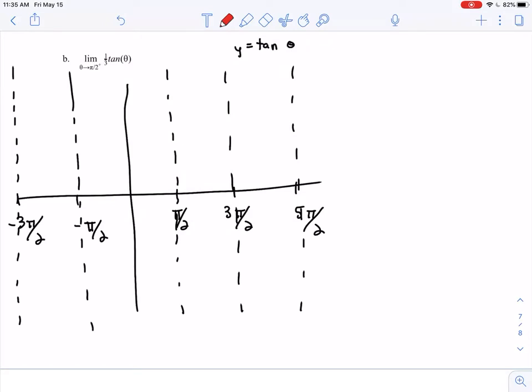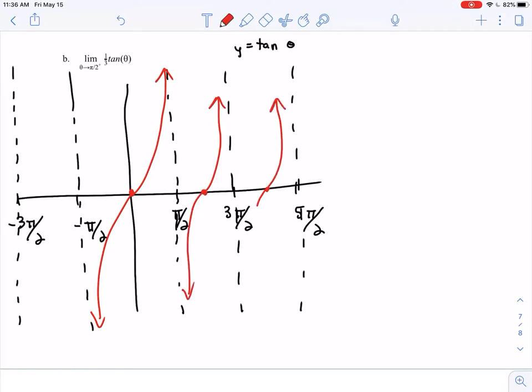I know it passes through 0, 0. It's positive in the first quadrant, so from 0 to pi over 2 it's positive, so it's got to look like this. Negative in the fourth quadrant, so it would look something like this. And then it just repeats that pattern over and over again. So between every single one of these vertical asymptotes, I have this same graph over and over and over again.